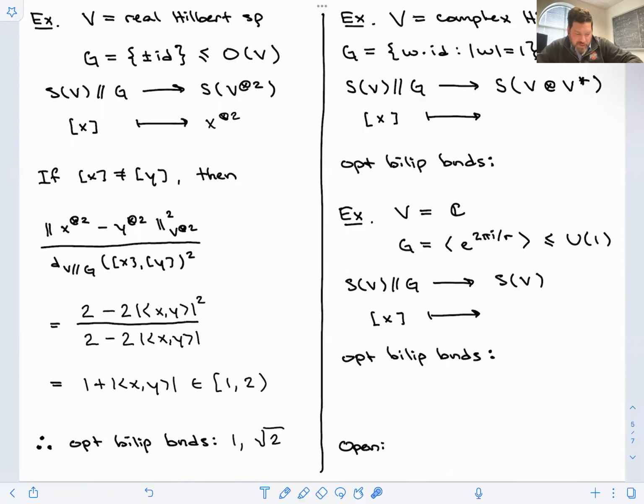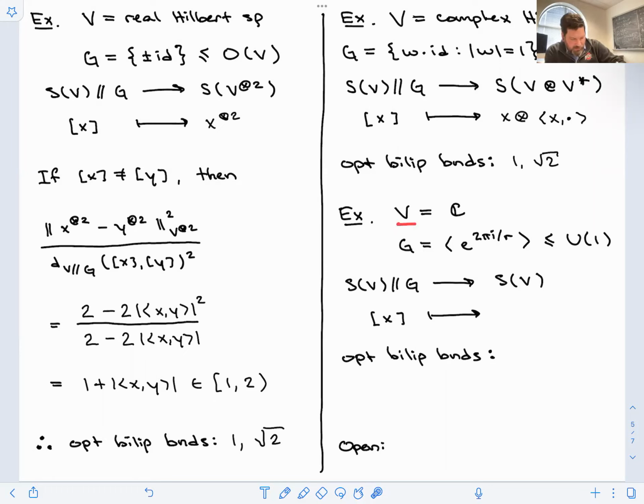And what we're going to map to looks like this, except instead of doing V tensor V, we're going to do V tensor the dual. In particular, X is going to be mapped to X tensor this linear functional. I am conjugating on the left because I'm not an animal. Great. So it turns out that a very similar argument delivers the same optimal Bilipschitz bounds. All right. Let's do another example.